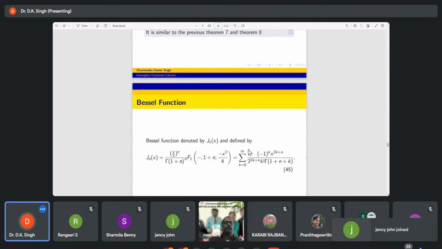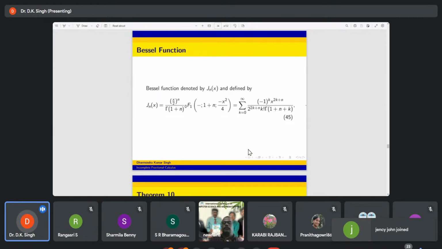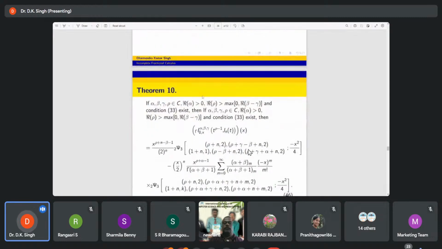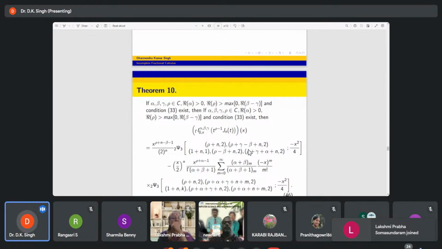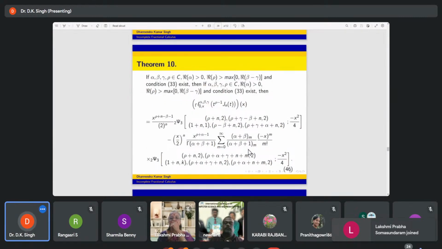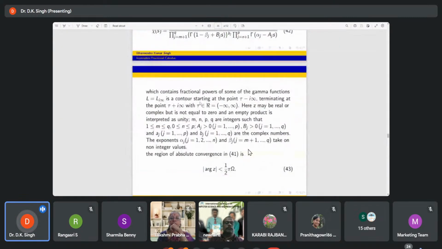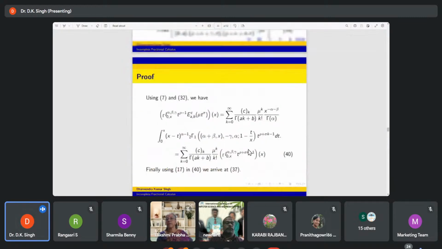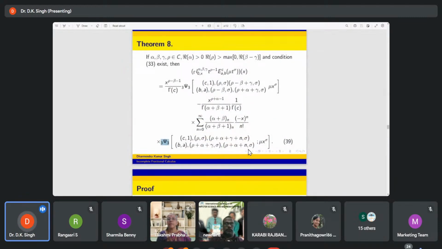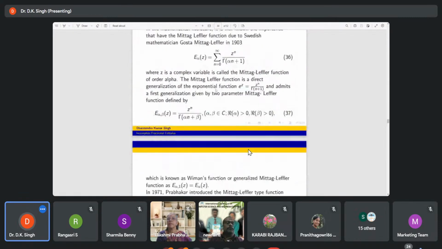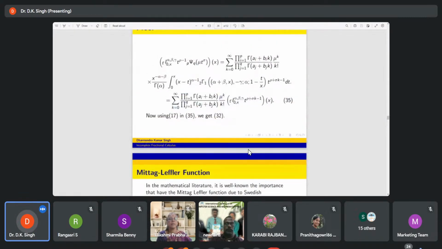Now another application is with the Bessel function. Everyone is well known about the Bessel function. If the Bessel function is associated with our incomplete fractional integrals or derivatives, we obtain this result form. Look here, this represents the Wright function. All these results represent the Wright function form.